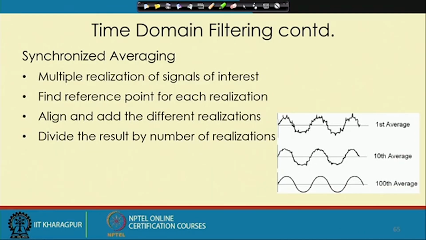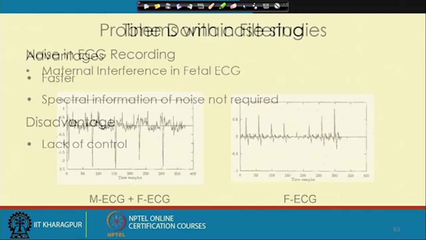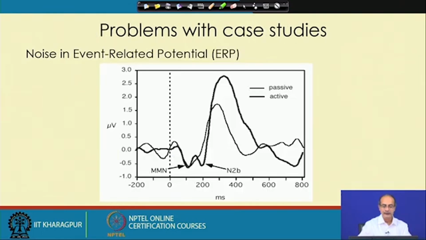Now, let us look at what the requirements are. The first thing that we need is multiple realizations of the signal of interest. How can we get that? For example, we have that ERP signal, we can conduct this experiment a number of times, and we can collect that signal, and then we can add them up.